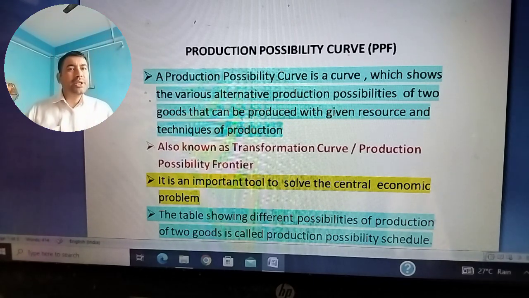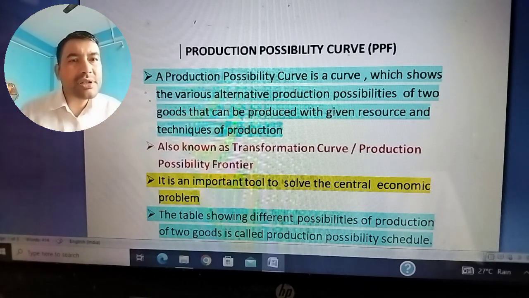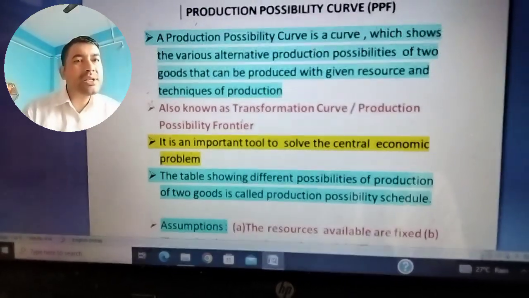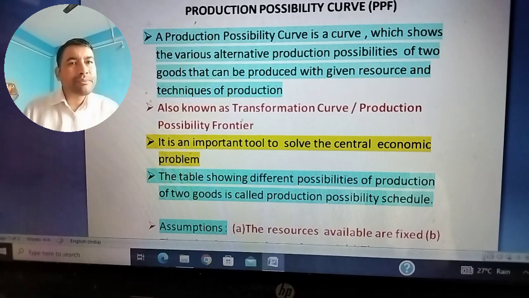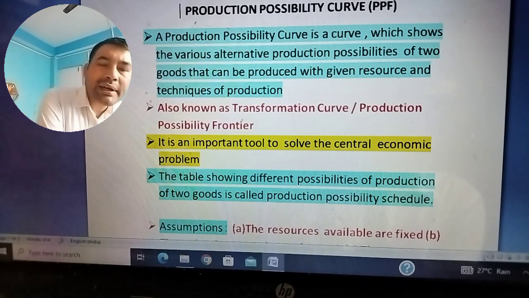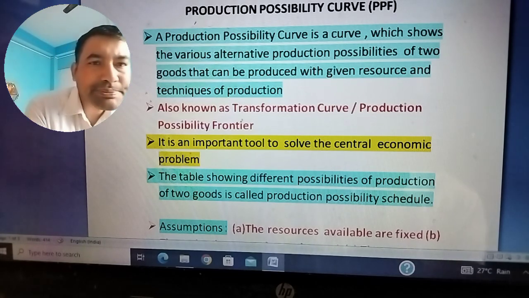So you may get different combinations of the two outputs that can be produced with a given level of technology, and that combination is known as production possibility schedule, just like a demand schedule. What is demand schedule? It is a schedule which shows the different combinations of price and quantity demanded. Likewise, the table showing different possibilities of production of two goods is called production possibility schedule. So production possibility schedule is a table which shows the different combinations of two commodities, say X and Y, that can be produced with a given level of technology and the given amount of resources.